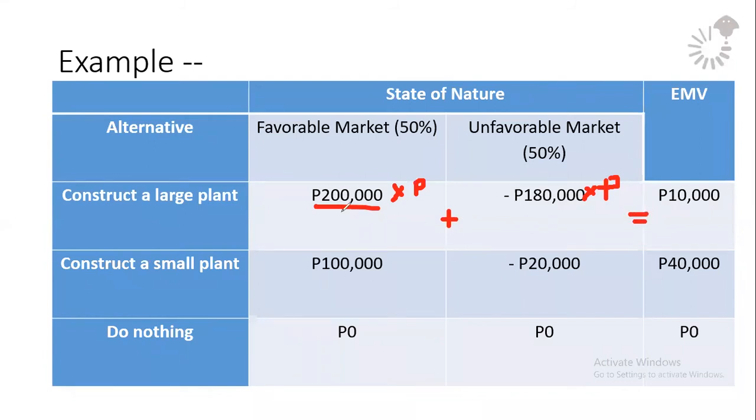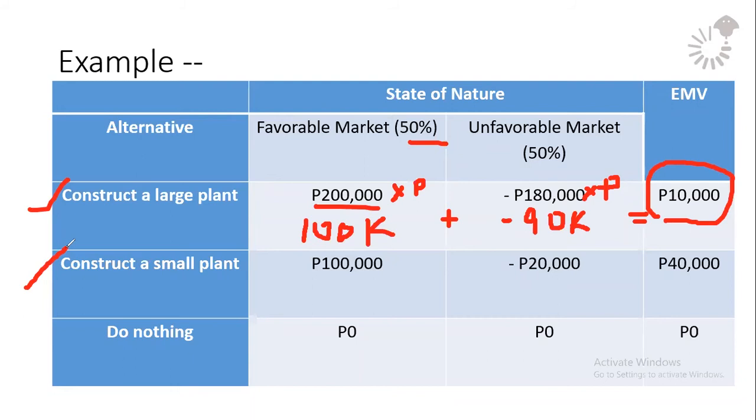Okay? So, 200,000 multiply 50%. Simple math, 200,000 multiply 50% is 100,000. Sa kabila, negative 180,000 multiply 50% is negative 90,000. So 100,000 plus negative 90,000 is 10,000. Ganun yung ina-identify yung expected monetary value for each alternative.